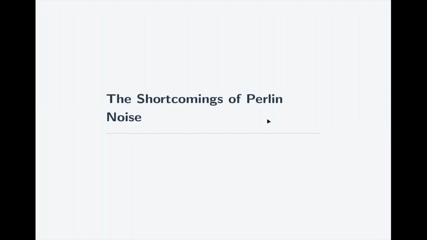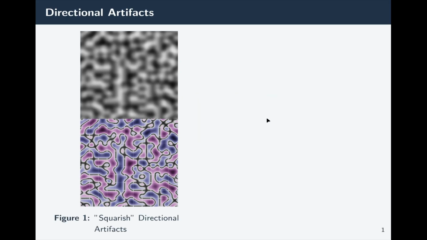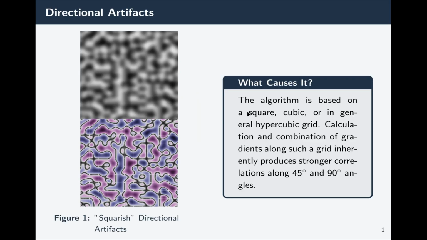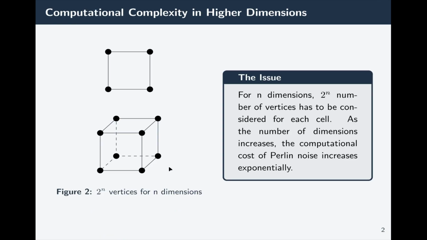We've already discussed Perlin noise, but Perlin noise isn't perfect. It has some shortcomings. Firstly, direction artifacts. Since the algorithm is based on a hypercubic grid structure, it inherently produces stronger correlations along 45-degree and 90-degree angles. Second, computational complexity in higher dimensions. For n dimensions, 2 to the power n vertices have to be considered for each cell. As the number of dimensions increases, the computational cost of Perlin noise increases exponentially.